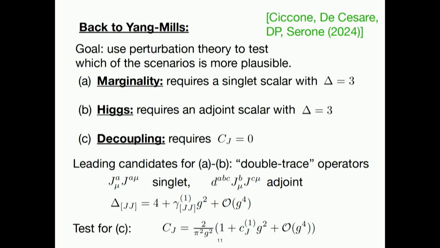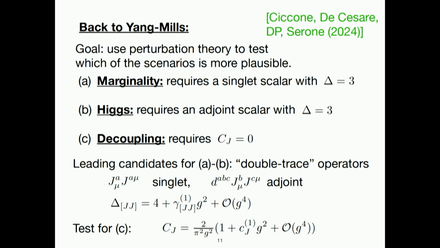For A and B, I should tell you which singlet scalar and which adjoint scalar, because of course there are going to be many. But the leading candidates are the lowest dimensional ones. At zero coupling, the boundary theory is just a mean field theory of this conserved current, and the leading operators in the singlet and adjoint channel are just double traces built out of the current. So I'm going to have this singlet operator and this adjoint operator. They both start from dimension 4, because the current has dimension 2. Our question is whether they can become of dimension 3 due to the anomalous dimension.